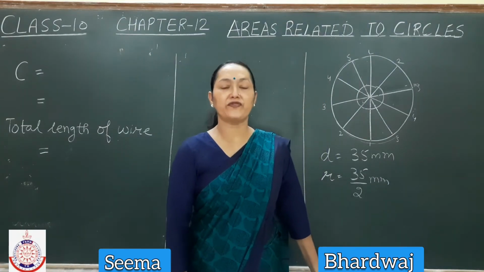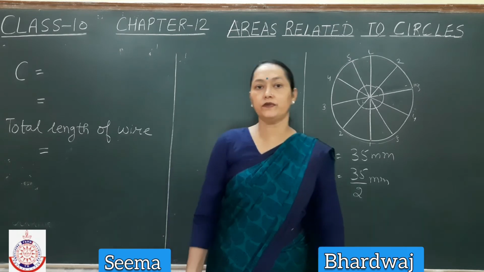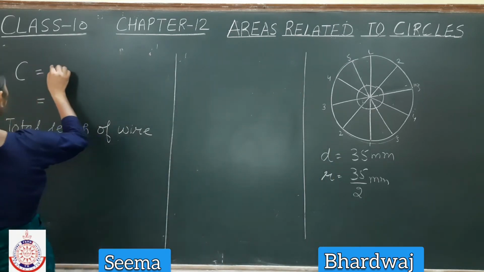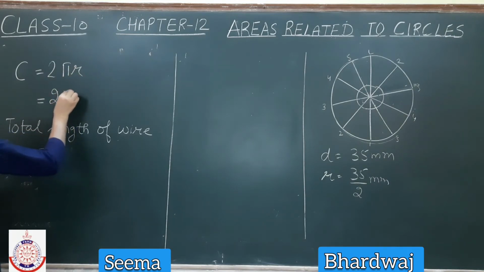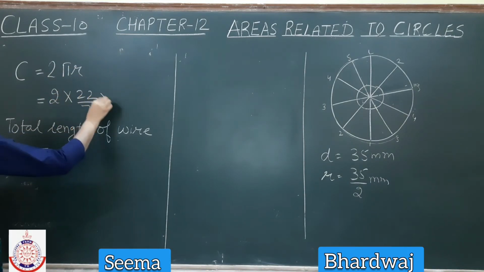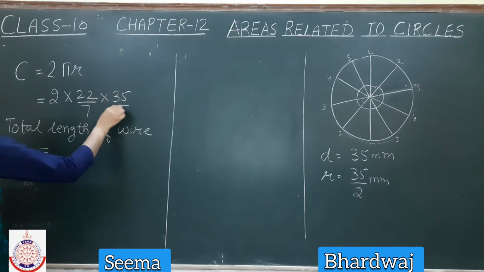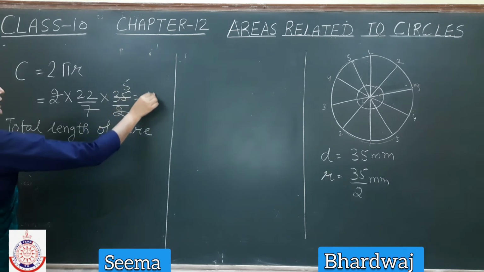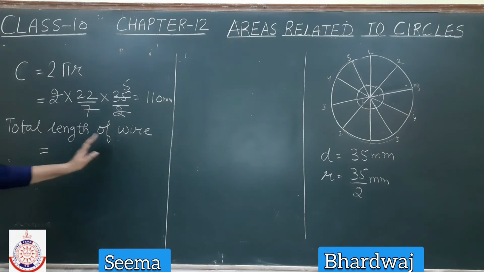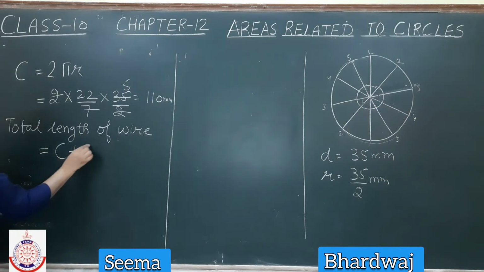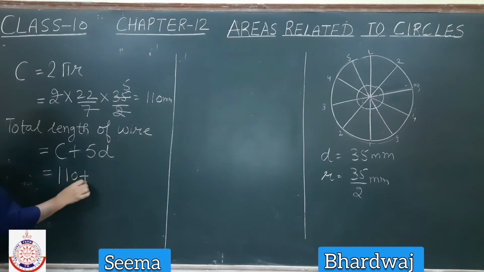Now the circumference of the circle means 2 pi r. So we'll calculate the circumference: 2 into 22 by 7 and radius is 35 upon 2. So it comes out to be 110 millimeter. Now as I told, the total length of the wire will be circumference plus 5 times d, 5 times diameter. So 110 plus 5, diameter is 35.